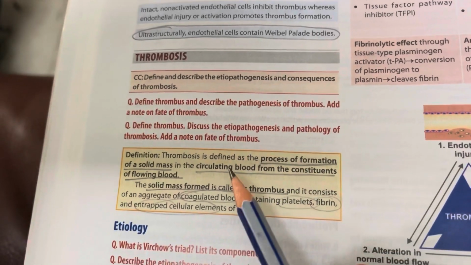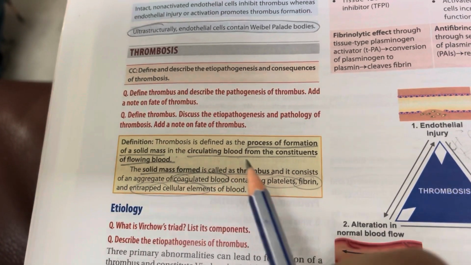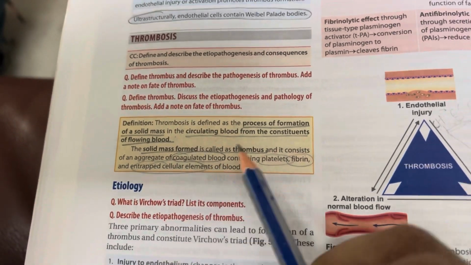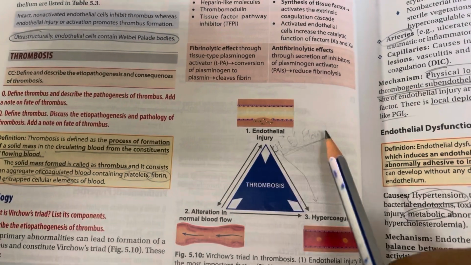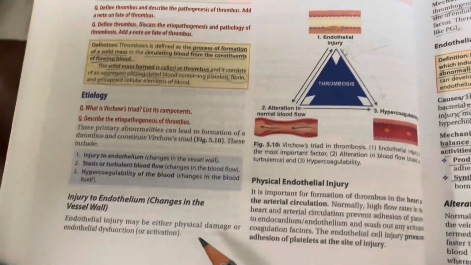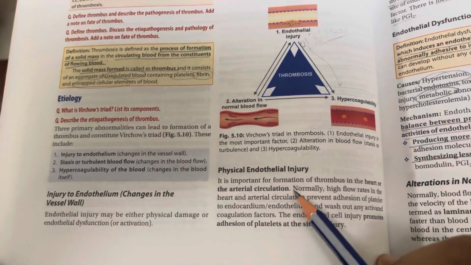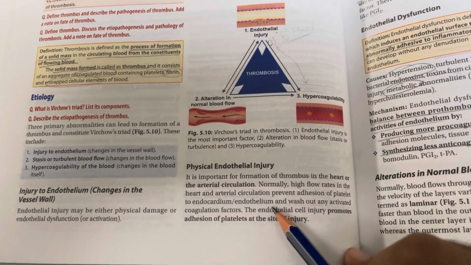So thrombosis is defined as a process of formation of a solid mass in the circulating blood from constituents of flowing blood. The solid mass formed is called a thrombus. So etiology is by the Virchow triad. The mnemonic is HEF: H for hypercoagulability, E for endothelial injury, and F for alteration in the normal blood flow. Physical endothelial injury is important for the formation of thrombus in the heart or the arterial circulation.